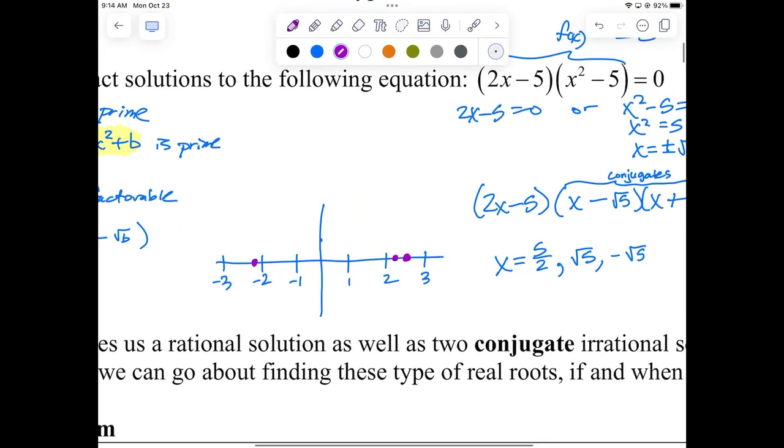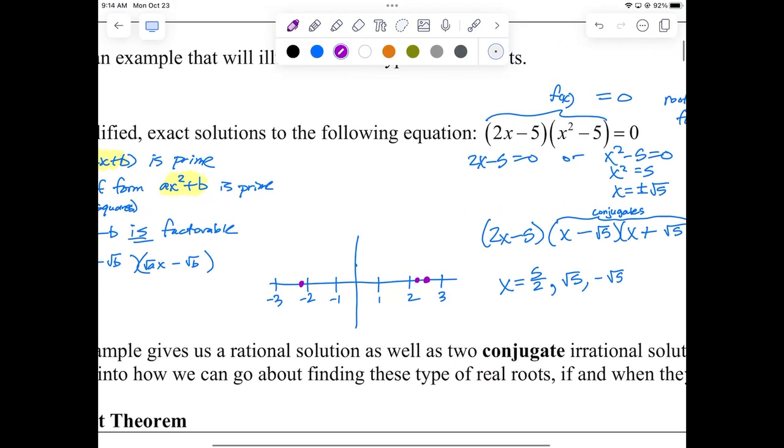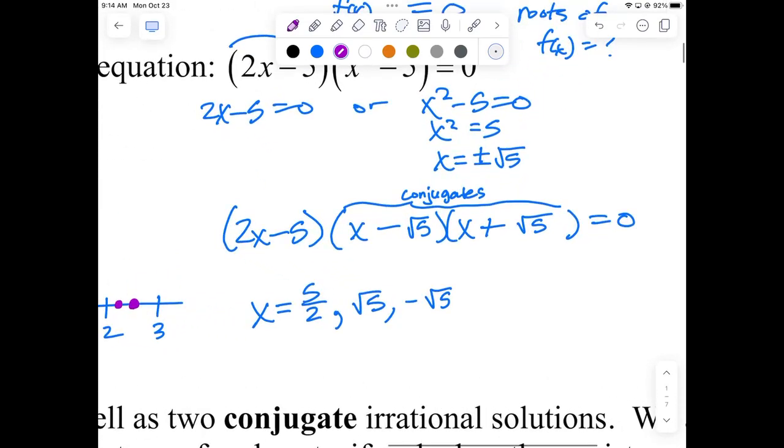Now we need to know the end behavior, right? What degree is this going to be? It has to be degree 3 at least, right? I found 3 x-intercepts. What is the multiplicity of each of these? 1. They're all to the first power, right? So they're all crosses. Okay?